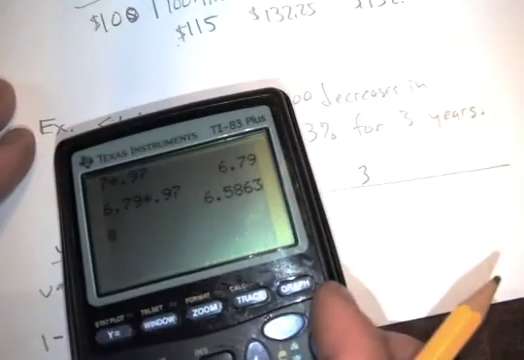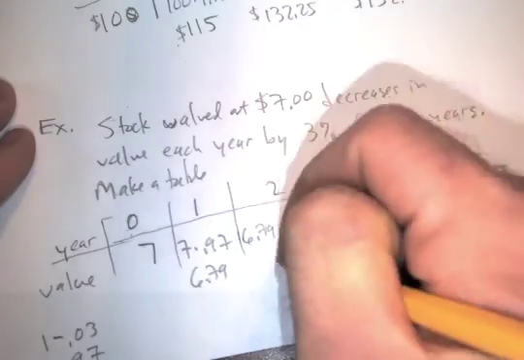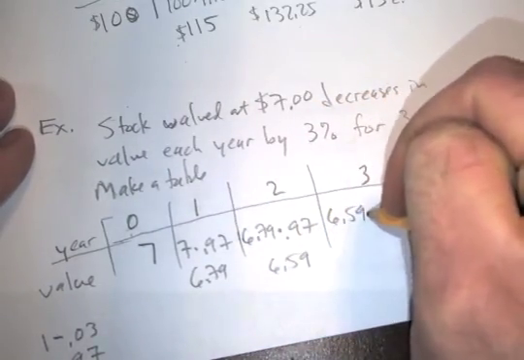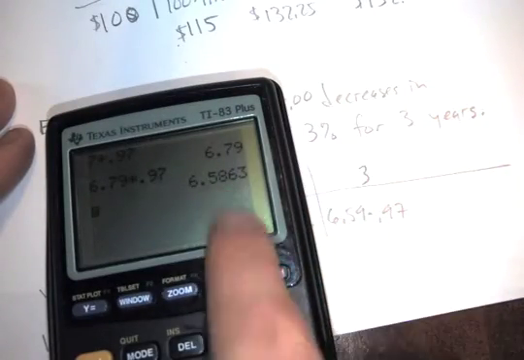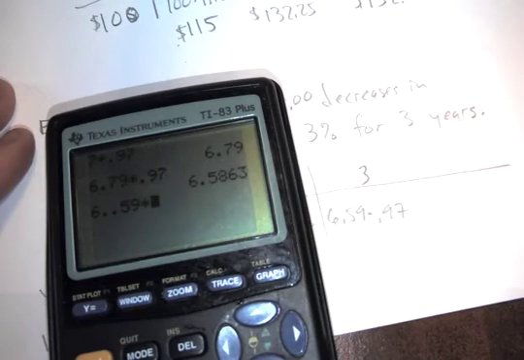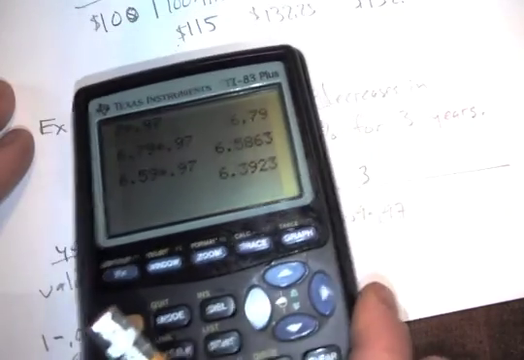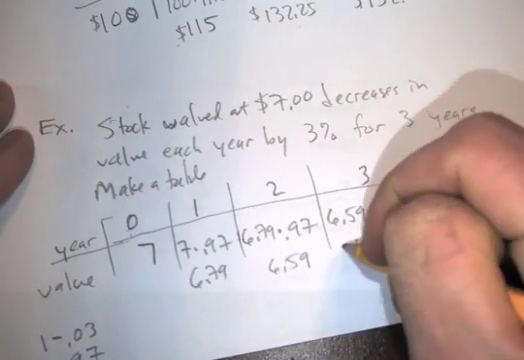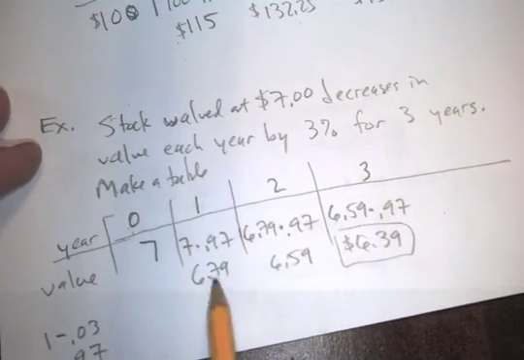Then just repeat that process: $6.79 times 0.97 again. That's down to, I'm going to round to the nearest cent, $6.59. And then for the last year, I'll take that $6.59 times 0.97. I'm getting $6.39 for the final answer. The goal is to make the table, though, so I can see every year.